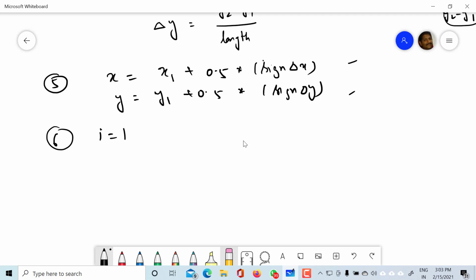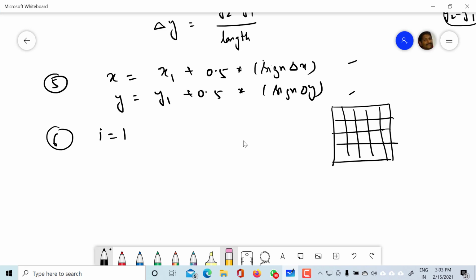Why? Because it is like this structure, and you know the value of the first point. Suppose this is x1 and y1. So this is the midpoint, and you are increasing the step point in the x direction like this. Therefore you have taken 0.5, because a pixel is of this size.